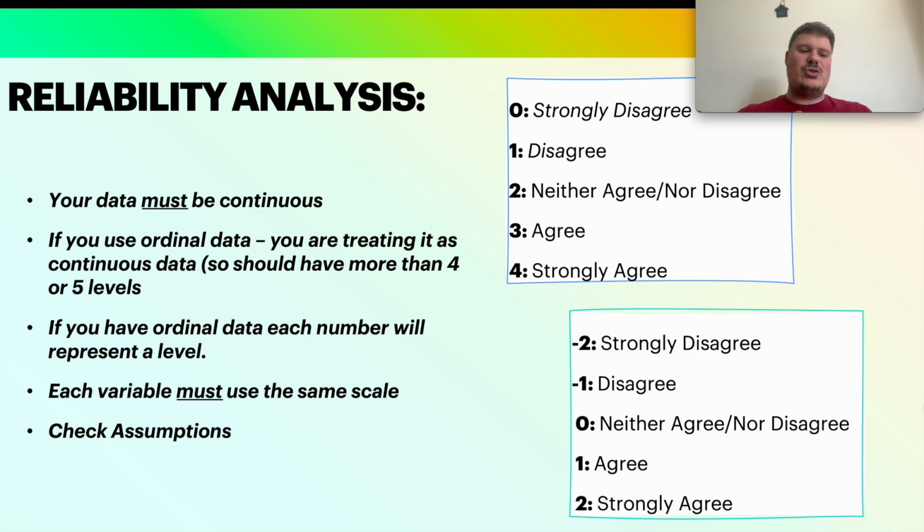Each variable must also use the same scale. So you can't use one variable that measures something from strongly agree to disagree, and then another variable that measures like to dislike. And finally, there are a number of assumptions which we'll talk about in the articles that you have to check just to make sure it can do the maths properly.